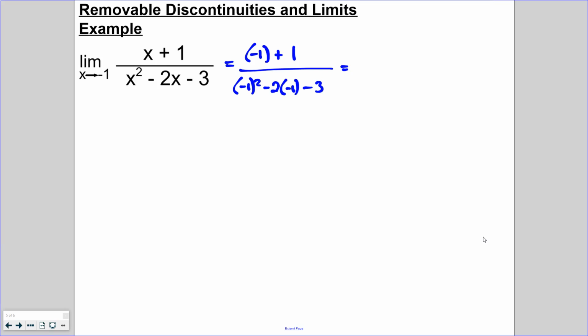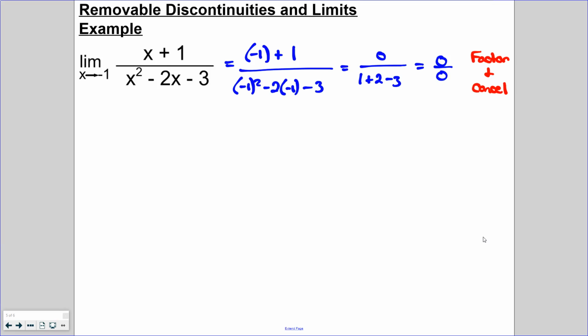Then we can simplify. So the top's going to be 0. The denominator is going to be 1 plus 2 minus 3, which gives us 0 over 0. So no, we didn't get a number, but yes, we got a clue. So we need to factor and cancel.